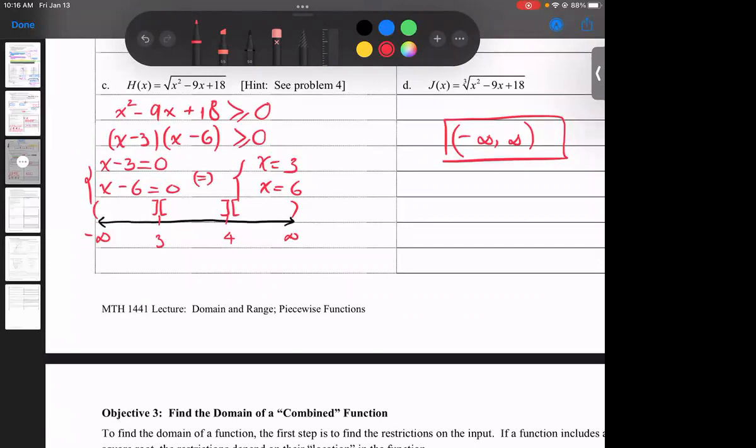What's the next step? Oh, 6. I'm sorry. I was thinking about the test value. Thank you very much. Sorry. What's the next step? Do you remember? Test value, right? Test value. Here I'm gonna pick 0. Here I'm gonna pick 5. Just a little bit different than the other one. Here I'm gonna pick 100.